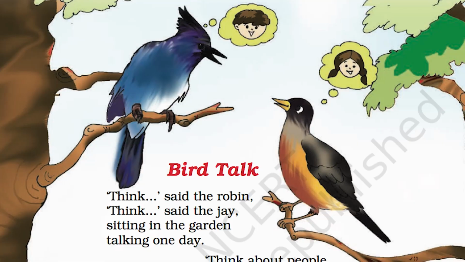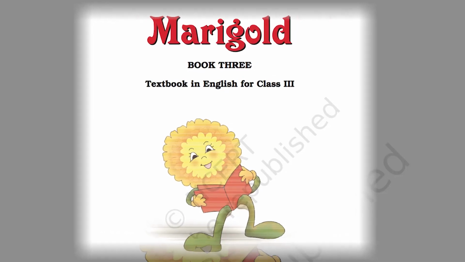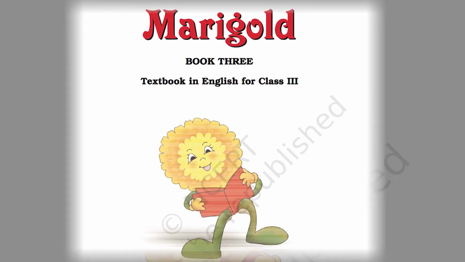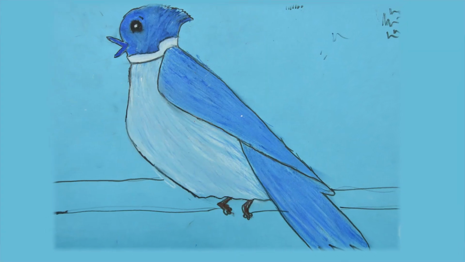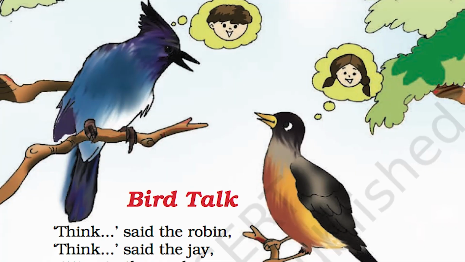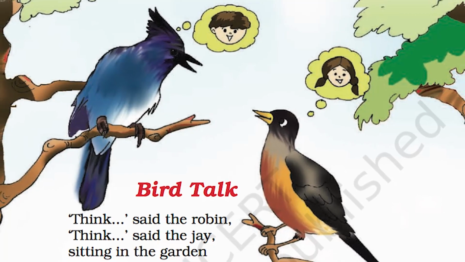Today I am going to talk on the poem Bird Talk, which is in the book Marigold, Class 3 of NCERT. In this poem we find two birds, Robin and Jay. The birds are talking to each other. They are thinking about the human beings and passing their comments on them. They find human beings very different from them.